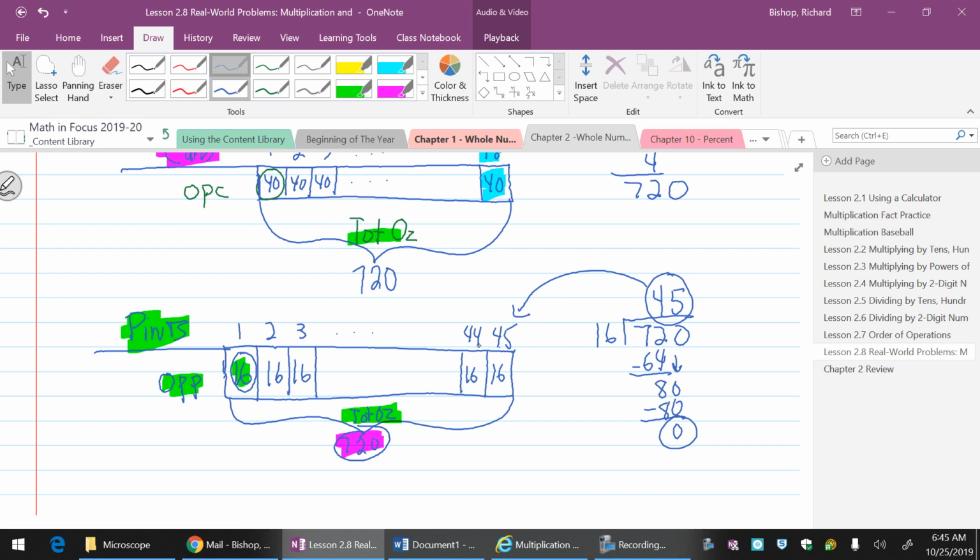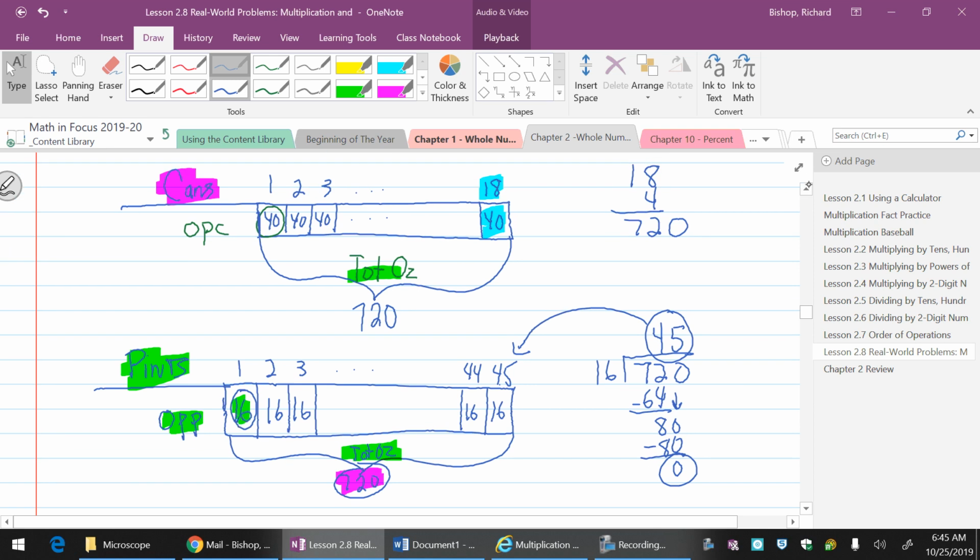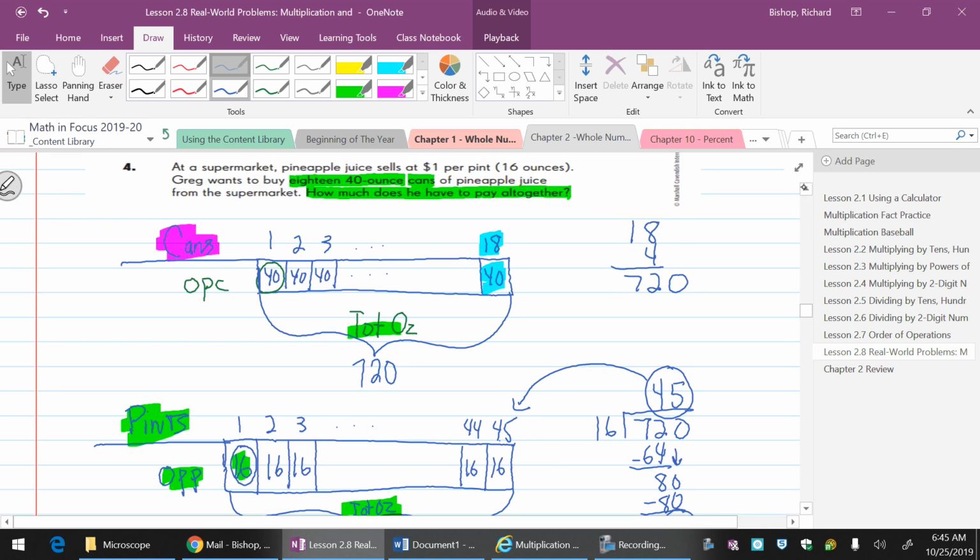Okay, so what do I do with that? I don't need another bar model because the last part of the problem is relatively simple. The last part of the problem says, how much does he have to pay altogether? Well, it's $1 per pint. Well, if I have 45 pints, I'm going to pay a total of $45. Final answer, and I'm done.